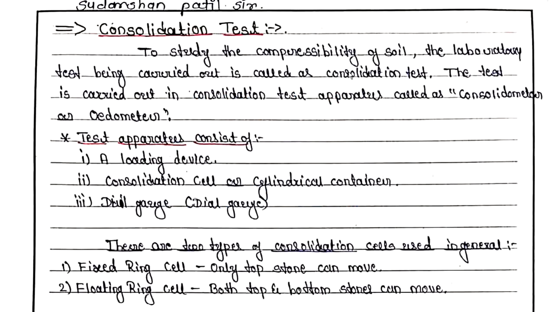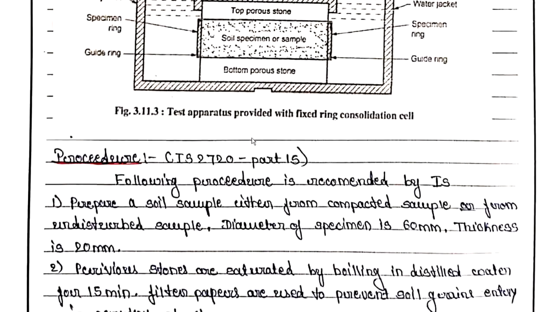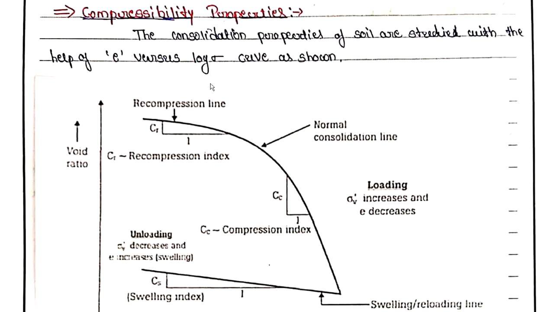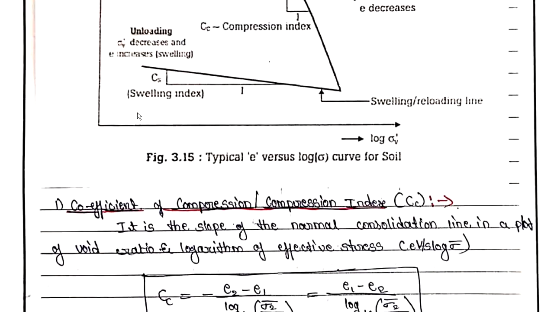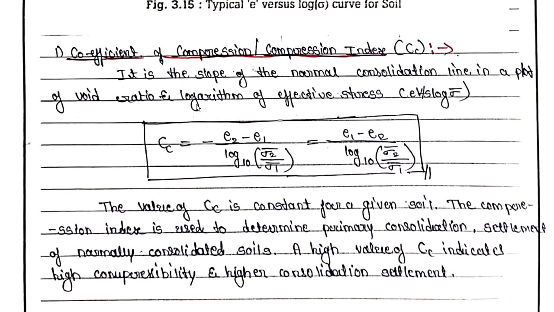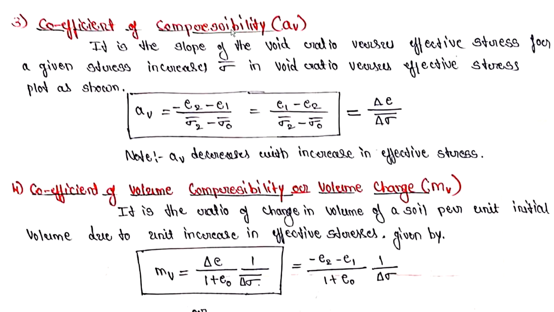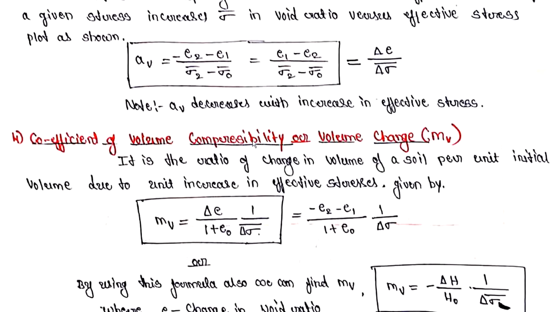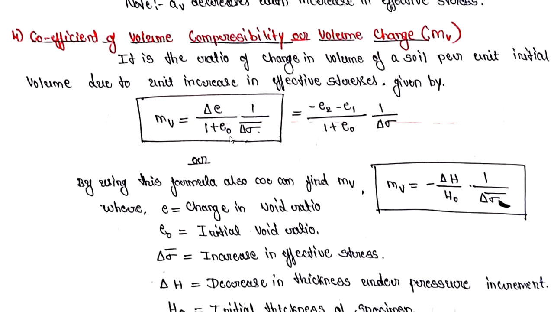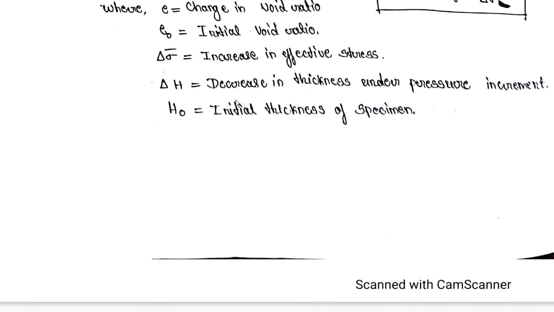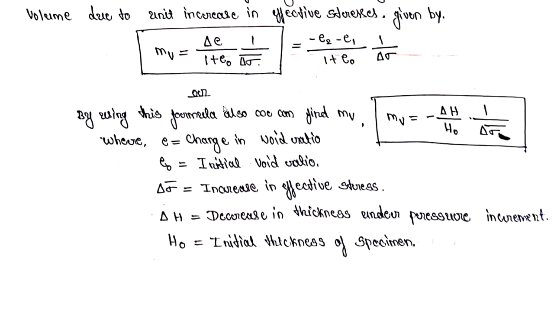So in the previous session we have studied the consolidation test and the consolidation compressibility curve, and this compressibility curve gives us various values such as coefficient of compression or compression index. We have studied the formula. Similarly, swelling index CS, we have studied the formula also. Coefficient of compressibility definition and briefly the formula we have studied. Similarly, coefficient of volume compressibility or volume change MV we have studied. These two are the formulas which we can use to determine the MV, that is volume change.